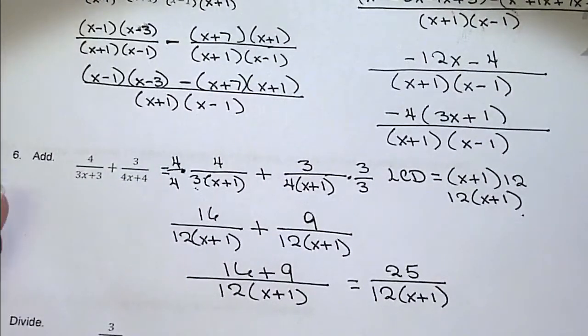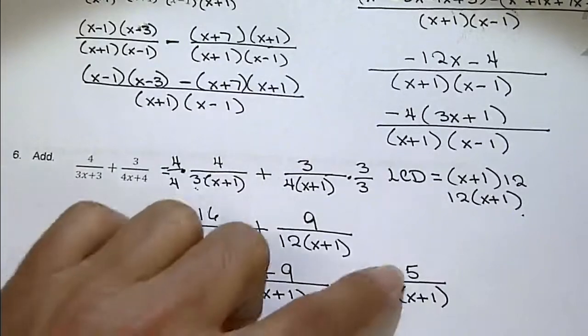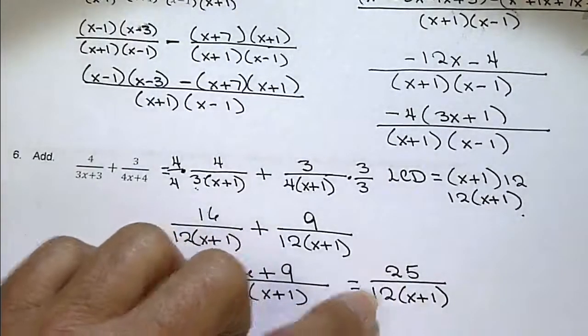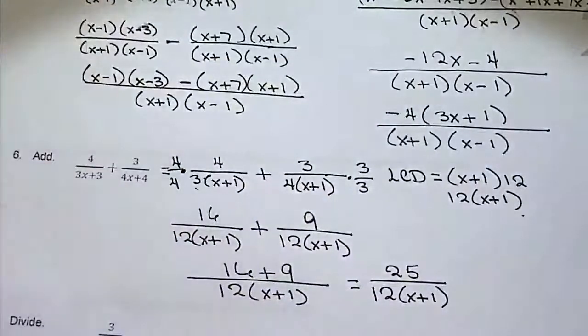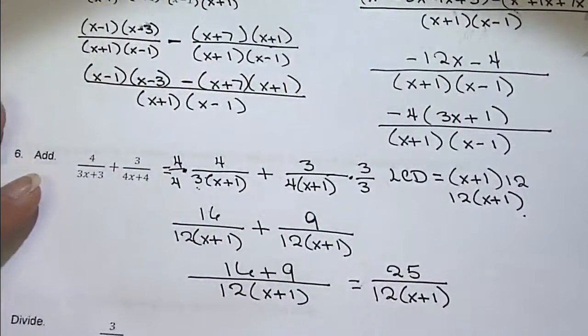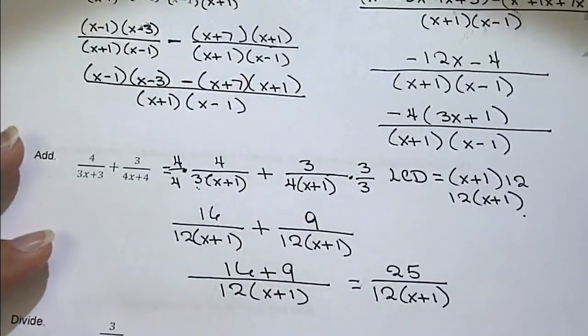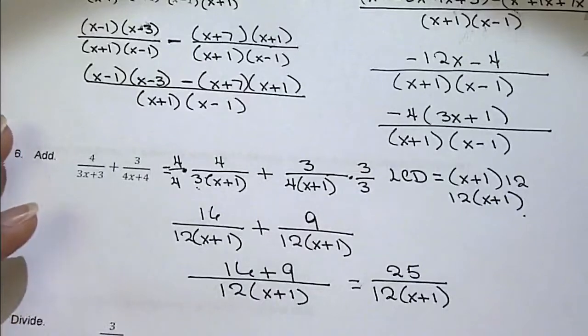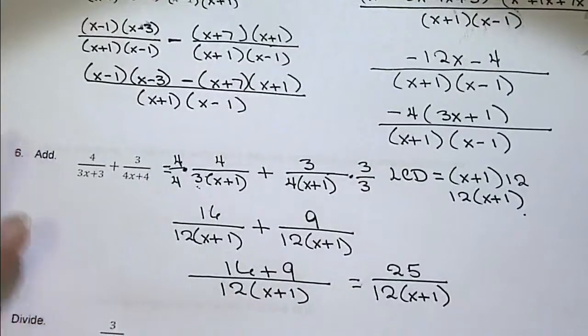If that 12 and 25 had reduced, if it had been 24 over 12, you would have reduced it. But it won't. Actually, it will. No, it won't. Sorry. My brain is still on cold medicine, I'm afraid.